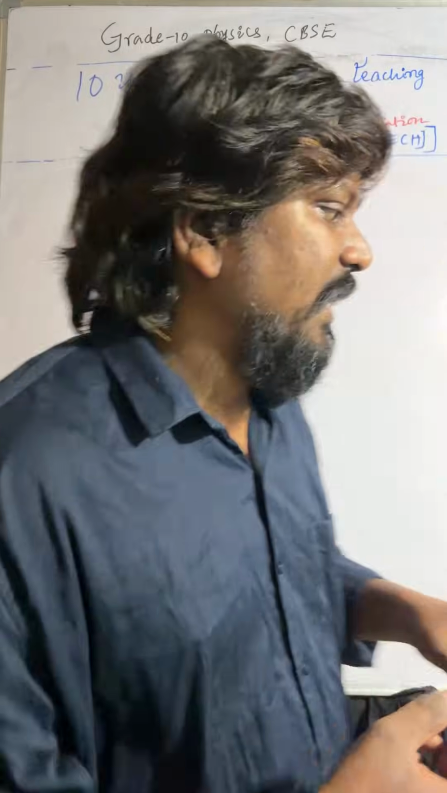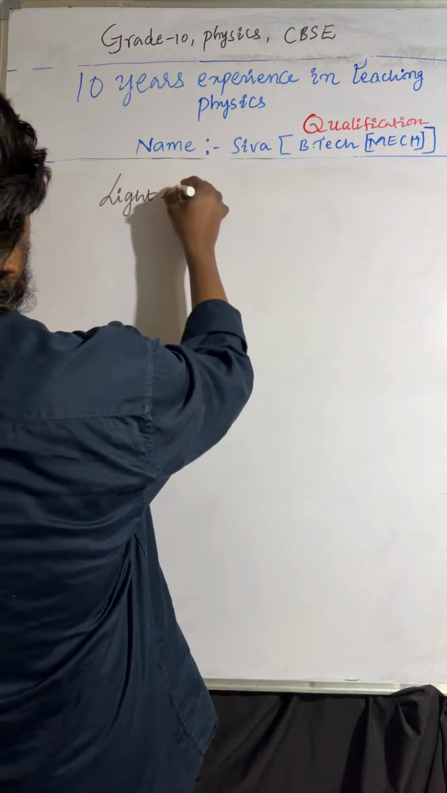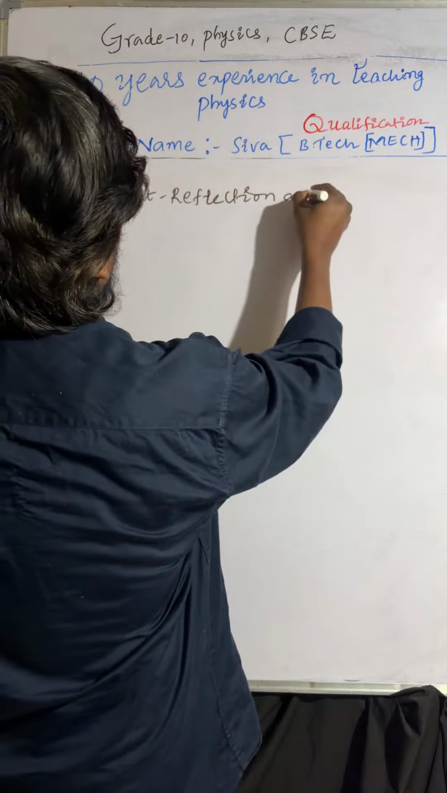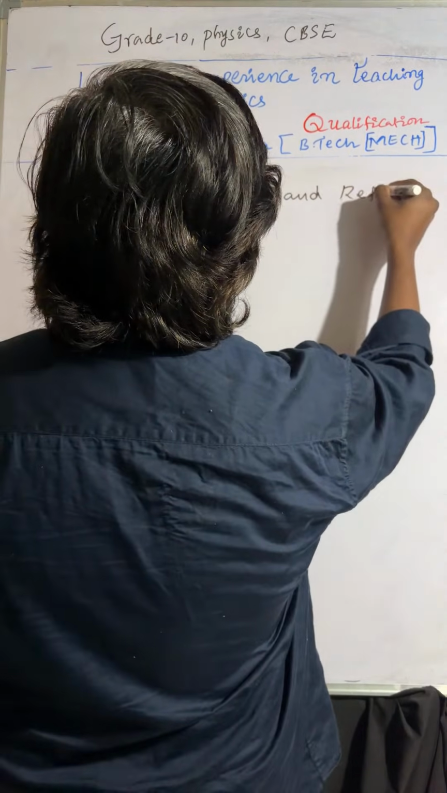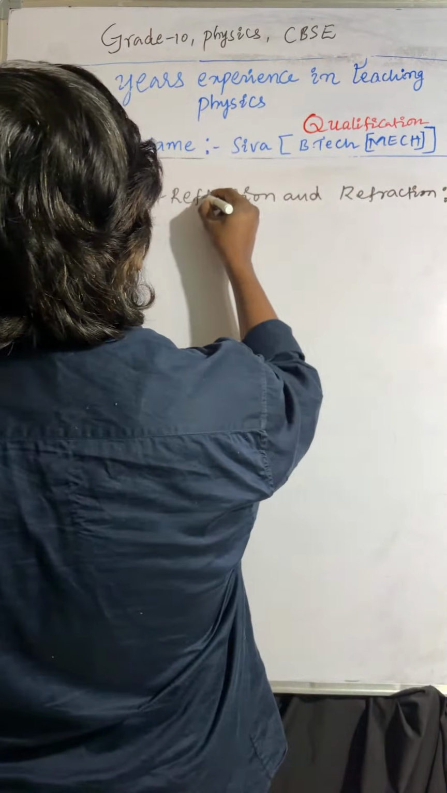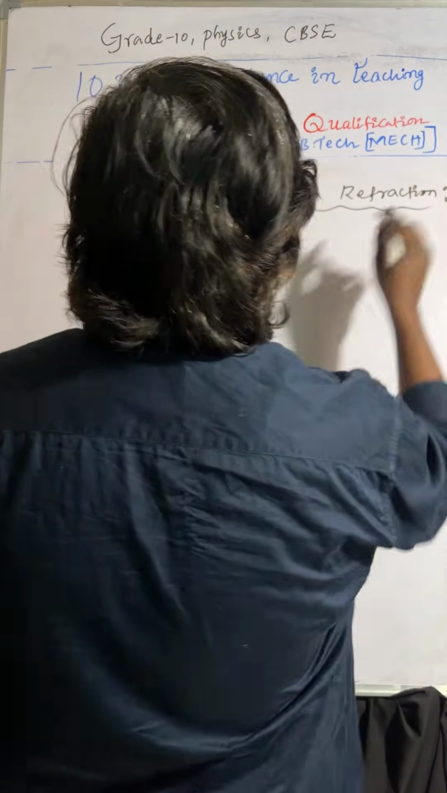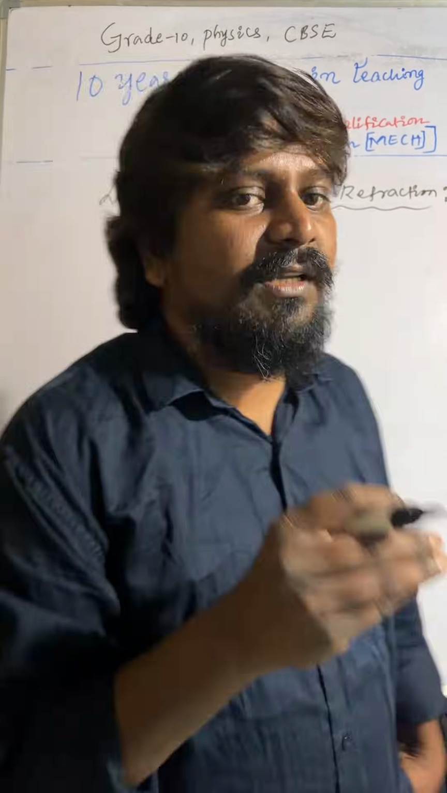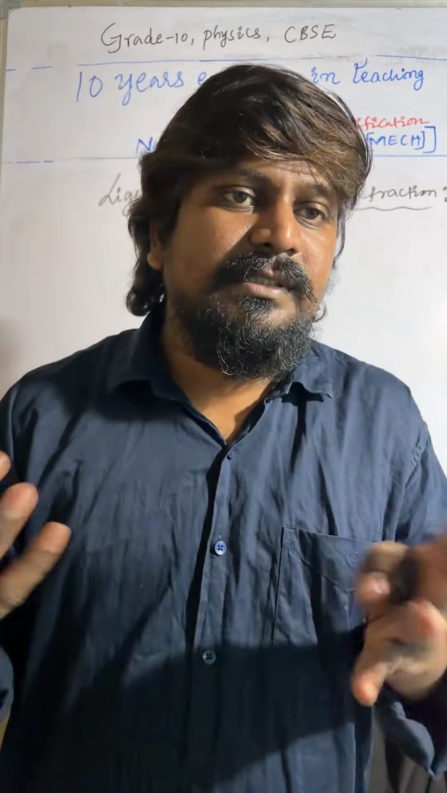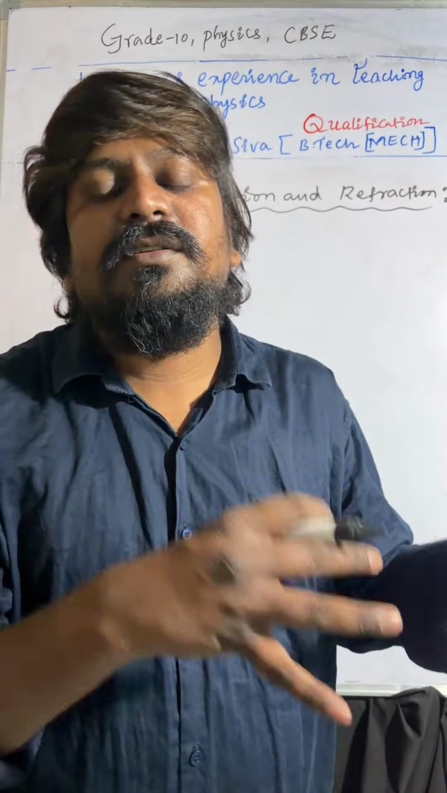So the first chapter is light, reflection and refraction. Here we will also discuss important questions, where they will concentrate and what type of questions they will ask. Especially in this light chapter, they will concentrate on ray diagrams and problems too.